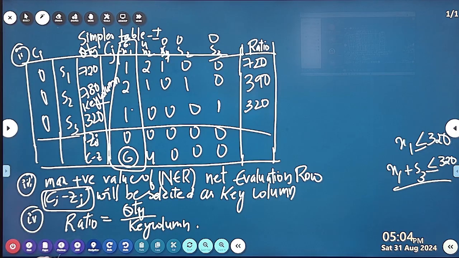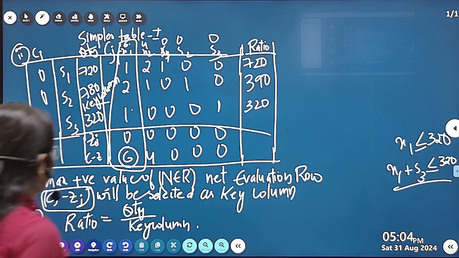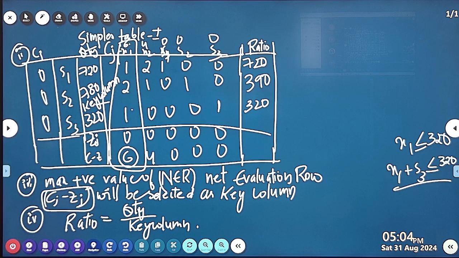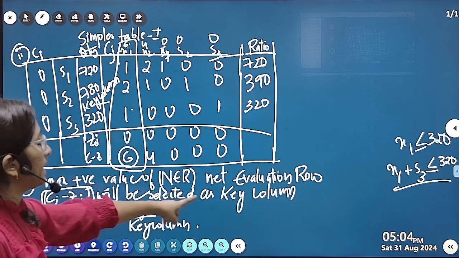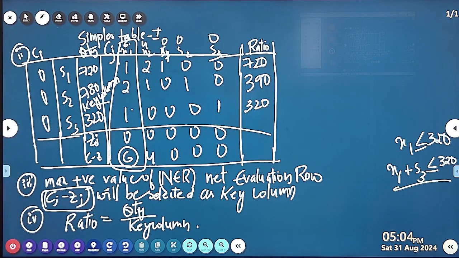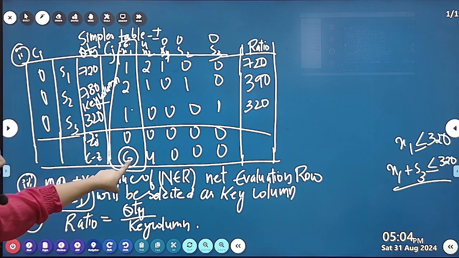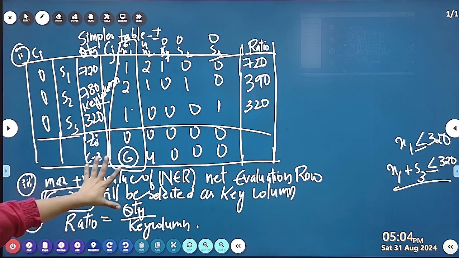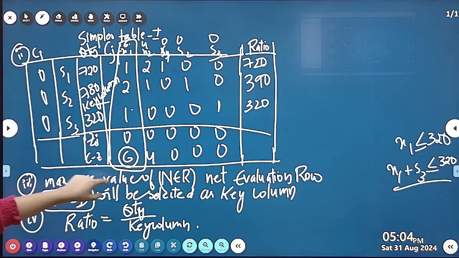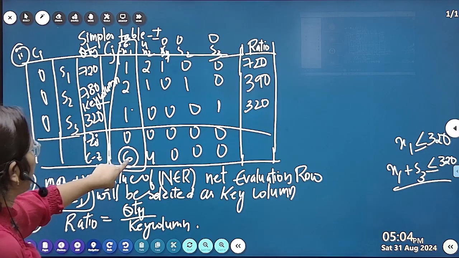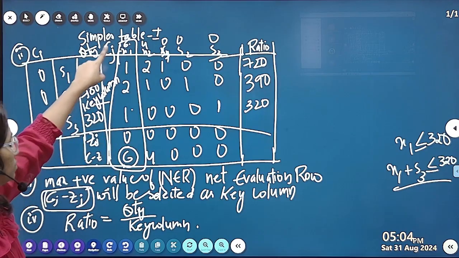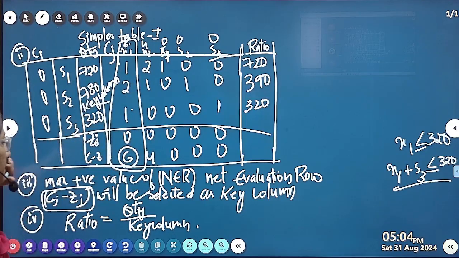Till here copied online. Ma'am, tell me. After "will be" in the 3rd point, what is written? "Will be selected as key column." Okay, ma'am. In Cj minus Zj, which number is positive? That number should be positive and that number should be maximum from all the numbers. Okay, so the 6 is positive and maximum. So this column will be the key column.